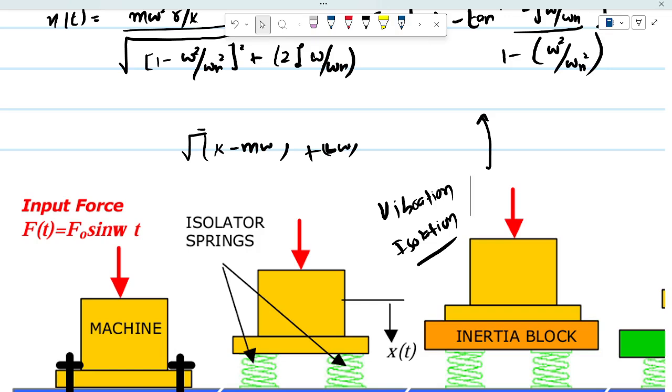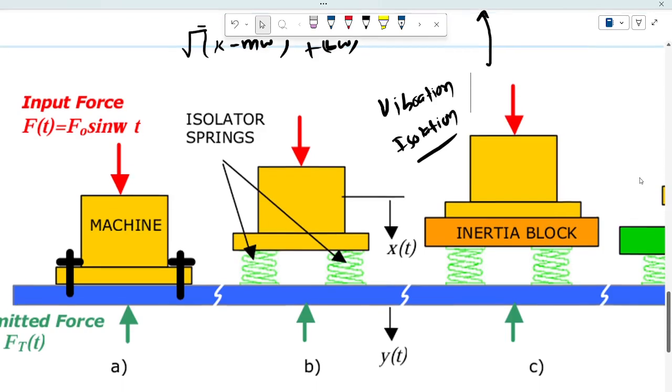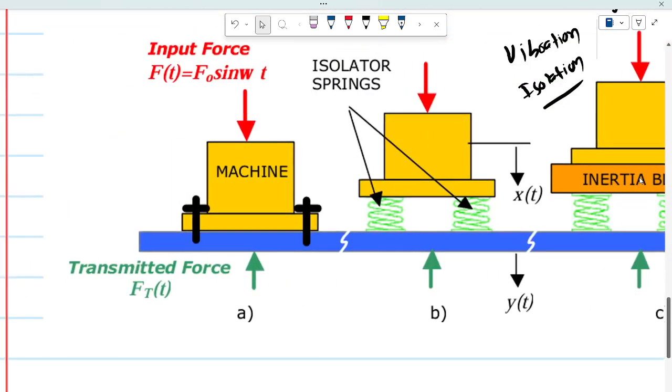Now, once a system is vibrating, there can be two cases. The first is a force excitation, where there's a transmission of force to the surrounding, or there's a transmission of motion to the surrounding as well. So there are two different ways to calculate this. Next we are going to look into how we can calculate the transmitted force and the transmitted motion between the surrounding and the system.